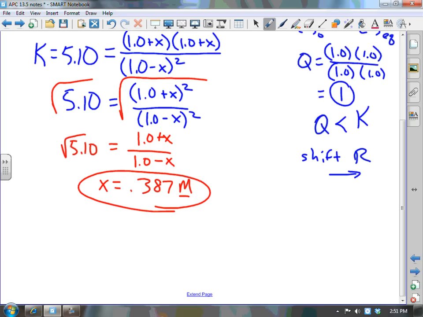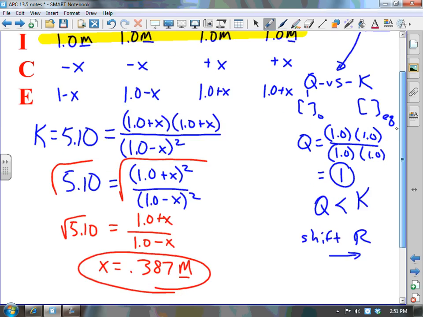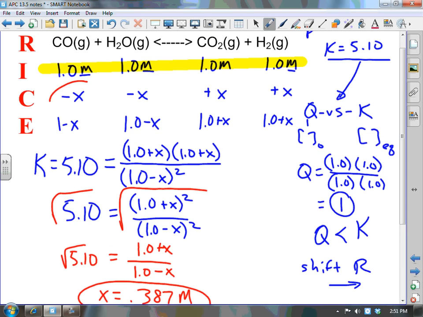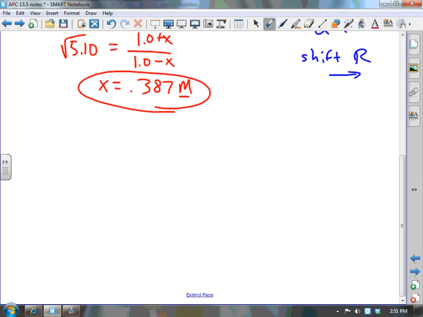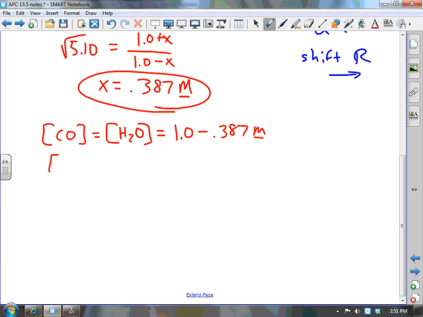So remember, the final answer they want is not what solving for x is. What they want you to do is to solve for the final concentration. So now you come back up here, and now we know what the value for x is, 0.387. So now we can solve for the two products, which were carbon dioxide and hydrogen, and we can also solve for the two reactants, which were carbon monoxide and water. The concentrations of carbon monoxide and water are equal to 1.0 minus 0.387 molar, and the concentration of CO2 and hydrogen gas is equal to 1.0 plus 0.387 molar.